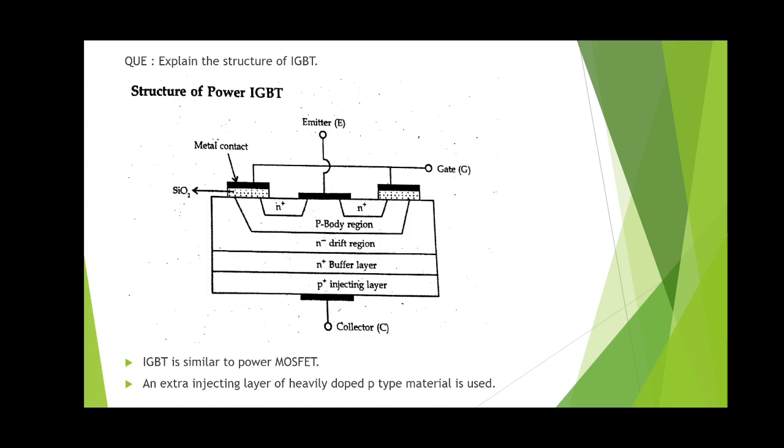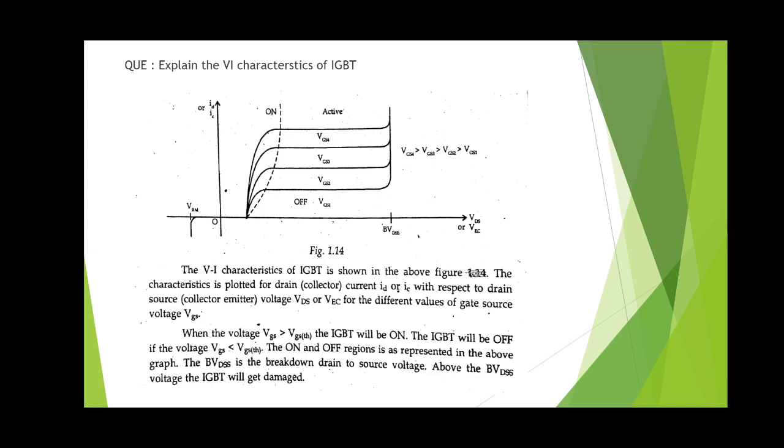So next we will go with the VI characteristics of the IGBT. The question is asked: explain the VI characteristics of IGBT. So we plot the output characteristics. The figure shows the VI characteristics of IGBT. These VI characteristics are sometimes also considered as the output characteristic. In case of IGBT, the collector is also called the drain, and the emitter is also called the source.